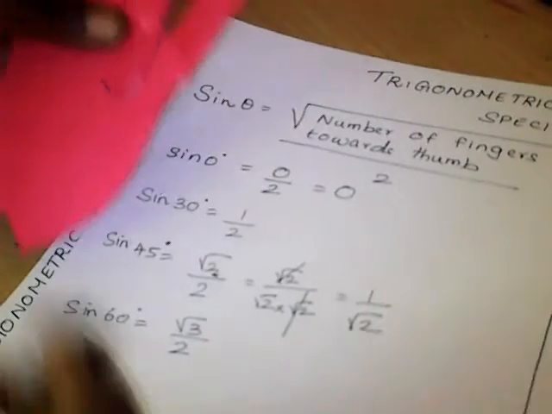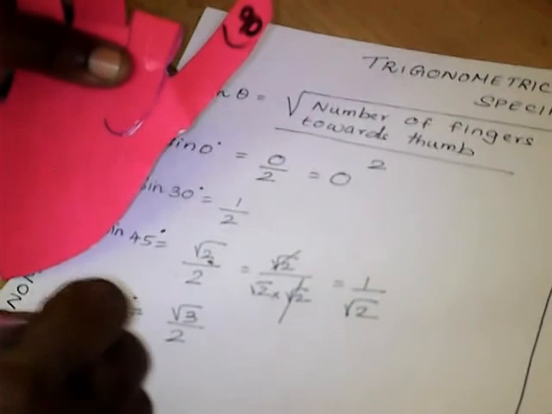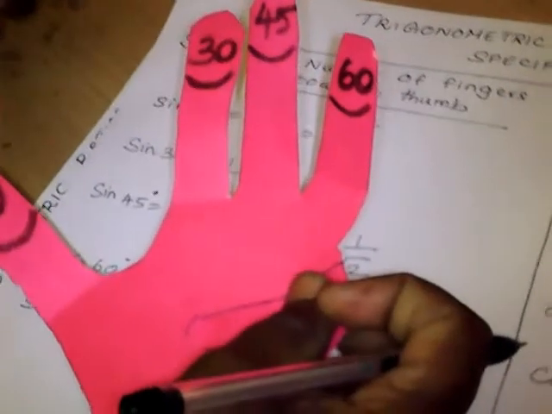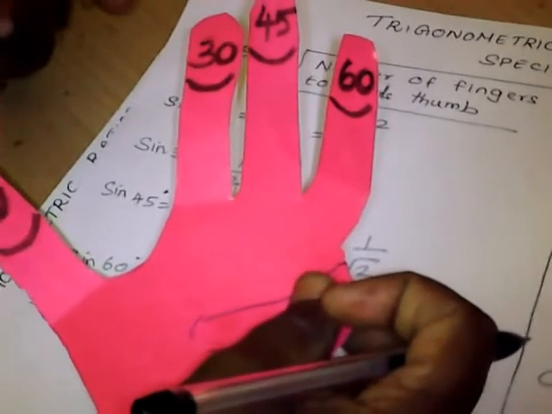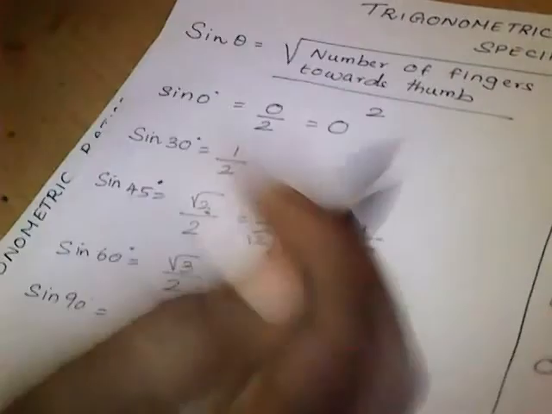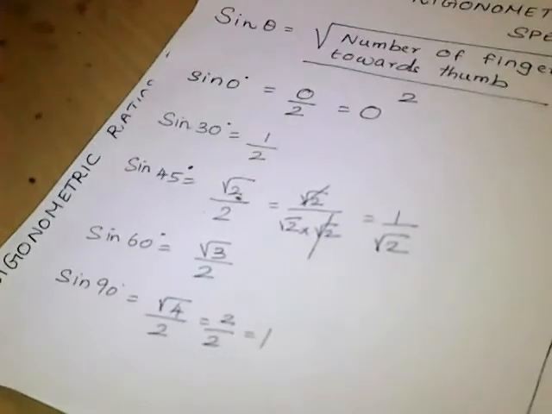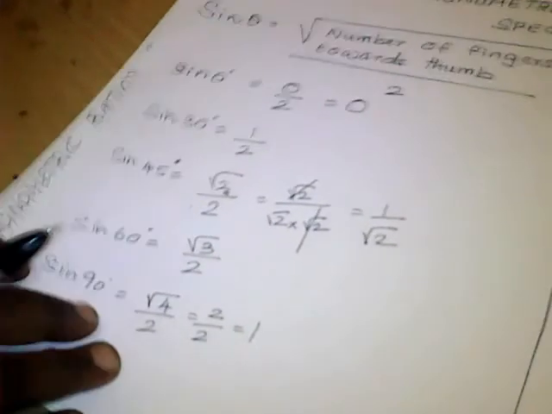Next I am going to find sin 90 degree. So sin 90 degree, what am I doing? 90 degree finger I am folding. So number of fingers towards the thumb, 4 fingers are there. So I am calculating root 4 by 2. Root 4 by 2 is nothing but 2 by 2, which is nothing but 1. So sin 90 is 1.